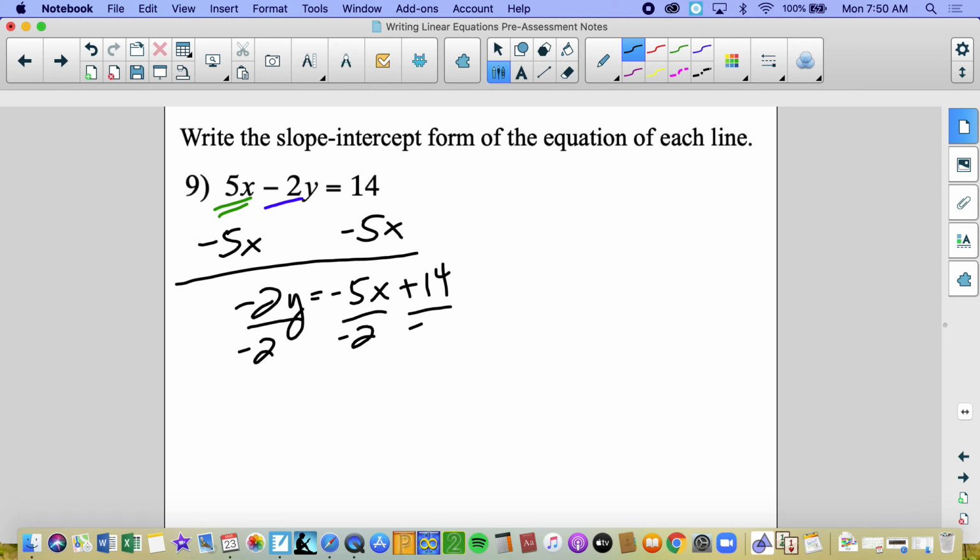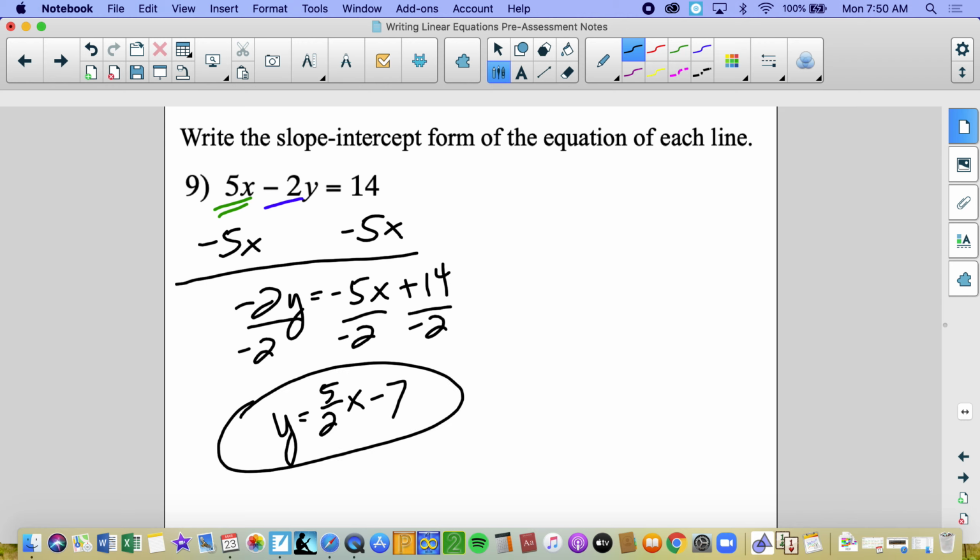And remember, this is that tricky part. When we multiply or divide, we have to do everything on both sides. So that gives me 5/2 x, the 2 negatives cancel, minus 7. A positive divided by a negative gives me negative.